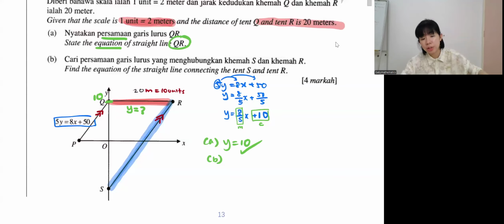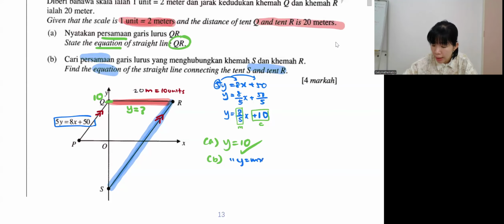If they talk about the equation, persamaan of SR, so it is a slant line, we always use y equals mx plus c. First thing, find m, then second thing, find c. Okay, guys, find m. Look at the line RS. Got two coordinates to find it or not?